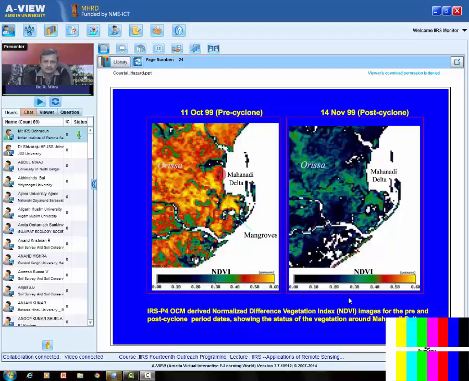So in this case we are using the IRS-P4 OCM, a 360 meter resolution NDVI image for the pre and post cyclone, showing the status of vegetation around the Mahanadi Delta. Here you see in the pre cyclone, they are all mangrove patches. The red or yellowish color represents healthier vegetation, and the blackish color is the poor state of the vegetation. You can see in this map so many pixels are red and yellow. That means the vegetation condition is good.